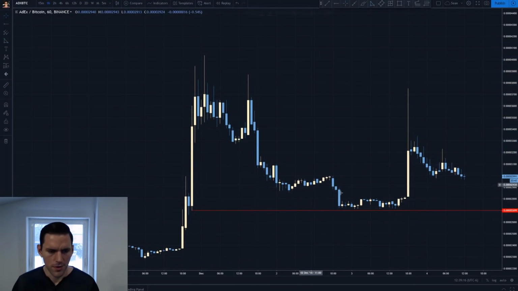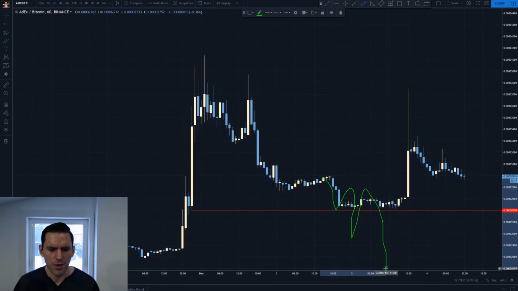Now, this is not wicking the level to break it. If it was doing that, it would come here, and it would come there, and it would come there and break the level. Instead, what it's doing is it's tested the level. People are stopping this downward pressure. So this has become now the supply zone, and people are holding the level, okay? So this is a level that's being held.